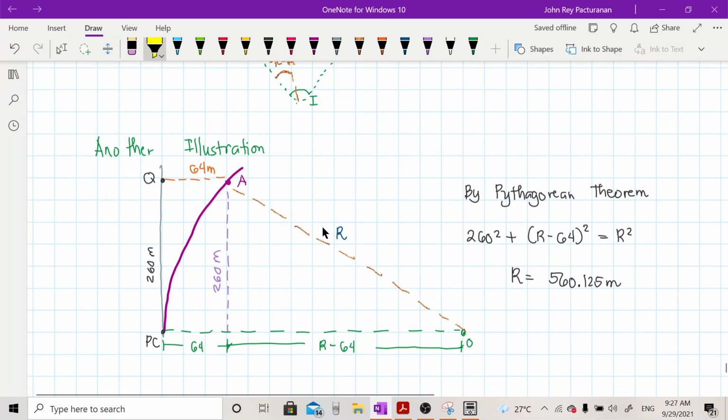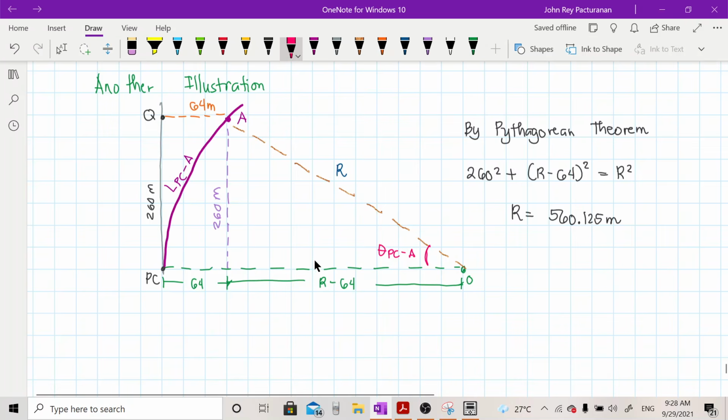Okay? So, next tayo. The next question is the length of the curve from PC to A. Ito lang, na-violet na to, from PC to A. But first, we need to solve yung angle, no? Itong angle from PC to A. And that is very easy, kasi, again, meron tayo ditong right triangle. You can simply solve for the angle using basic trigonometric function. Bahala ka kung sine, cosine, or tangent function ang gamitin nyo.